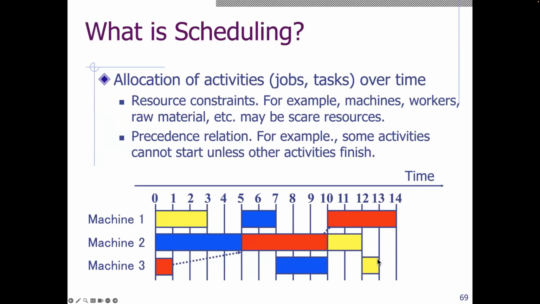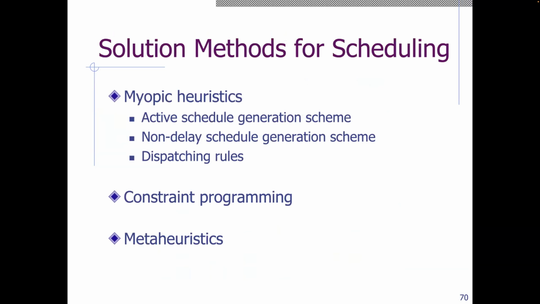The history of scheduling theory is long, so many researchers have proposed a number of algorithms. The first category of algorithms is myopic heuristics such as the active scheduling scheme, the non-delay scheduling scheme, or dispatching rules. Such heuristic algorithms are heavily used in practice. Theoretically, constraint programming and meta-heuristics and their hybrids have been well studied recently.